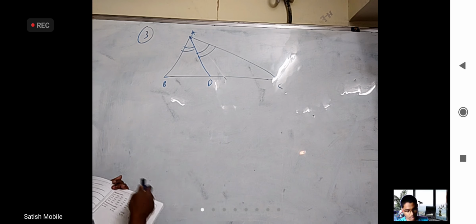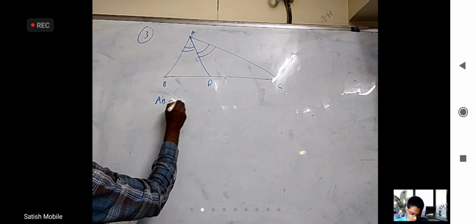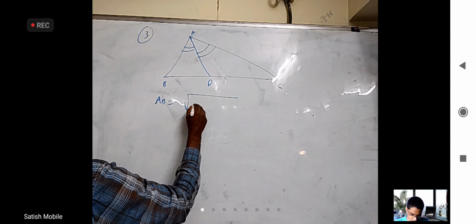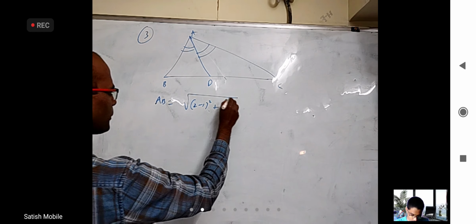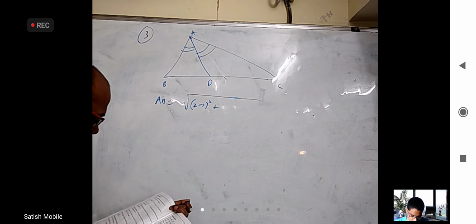So let us see what AB length is here. You can even use your 3D geometry distance formula directly. AB is square root of (2 minus 1) whole square. I am assuming everybody has the material, either they have or their neighbor has, and they are looking at the question. I am not writing the question. Okay.